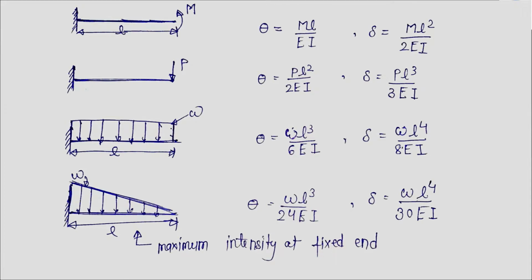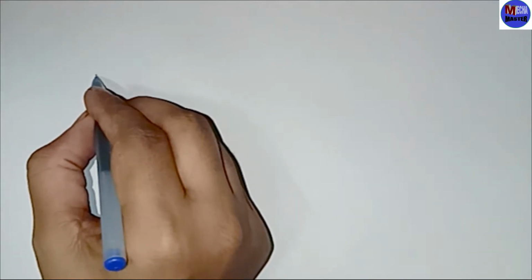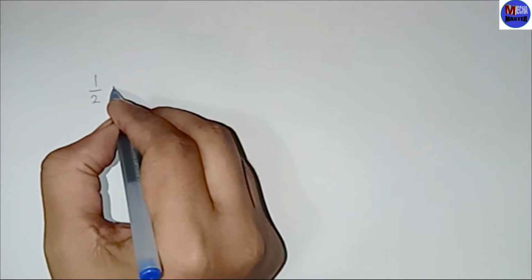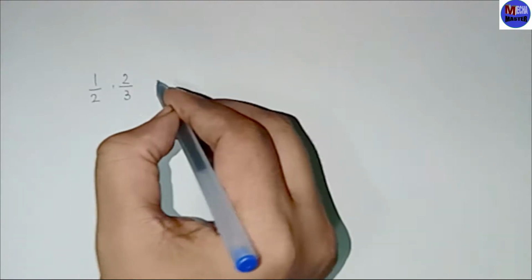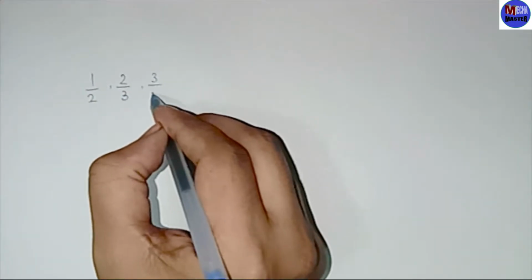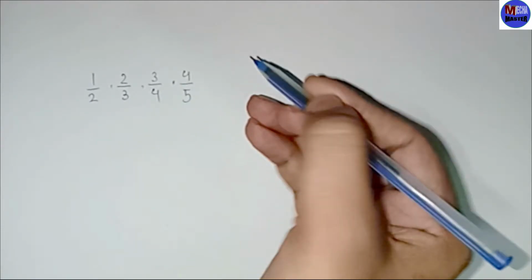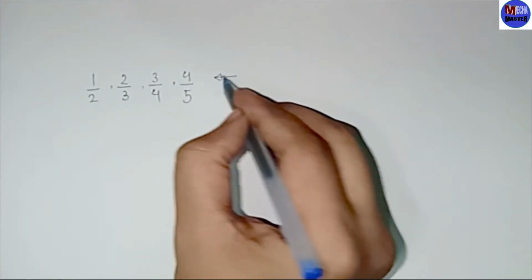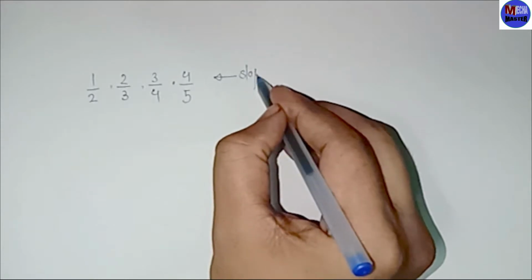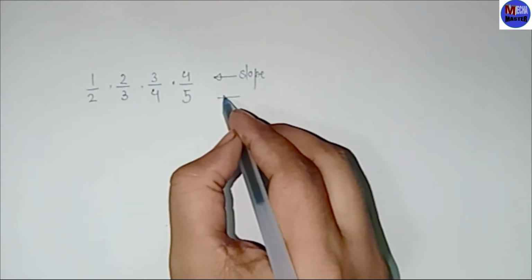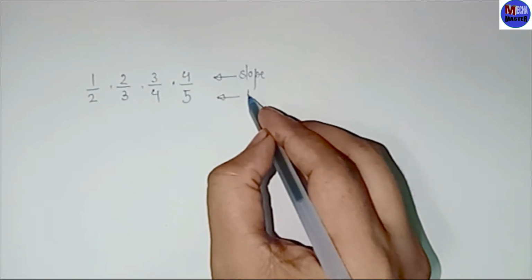In this video, I will tell you a trick regarding slope and deflection for cantilever beam. So let's start with the trick. The trick is 1 by 2, 2 by 3, 3 by 4 and 4 by 5. The numerator is for slope and denominator is for deflection.